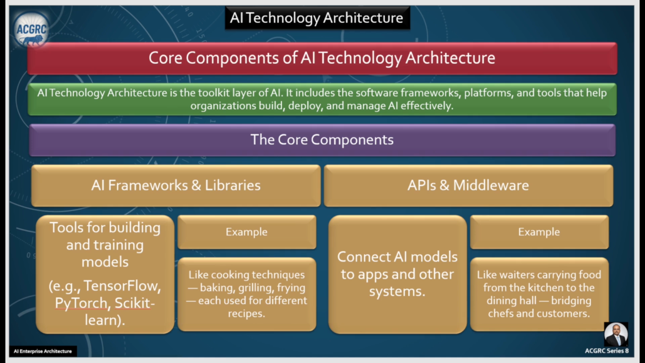At the API and middleware level, you connect AI models to apps and other systems. They are basically there to connect the models across. For example, the waiters carrying food from the kitchen to the dining hall. They are the bridge between the chefs and the customers.